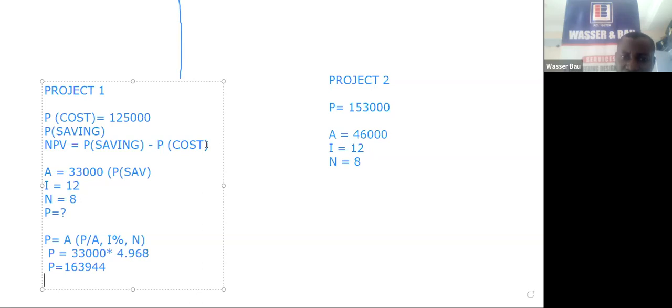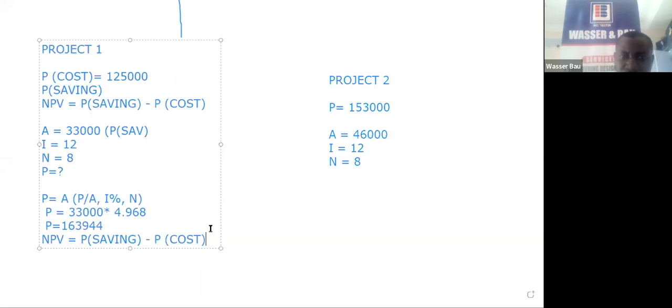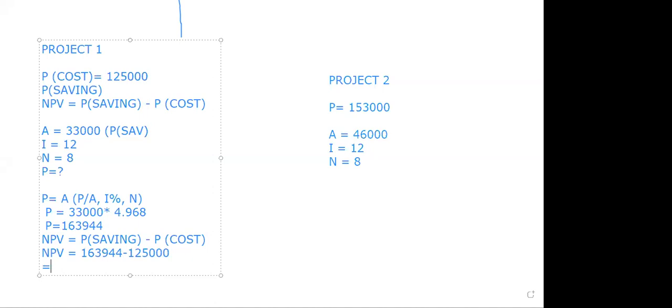So we'll now go back to this formula of NPV, because we want to know which one has a higher NPV of these two projects. The one with the higher NPV becomes the better project. So this is the formula. So NPV of this project will now be 163,944 minus 125,000. And what is that? That is 38,944.